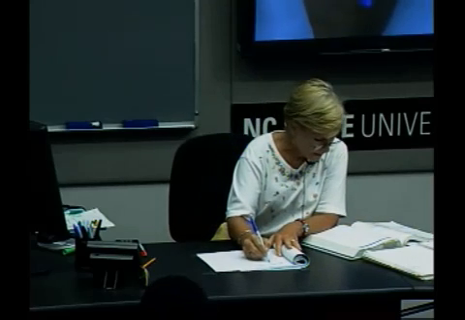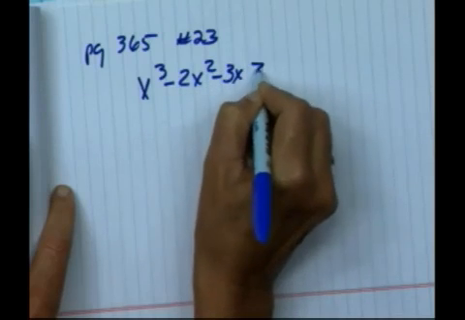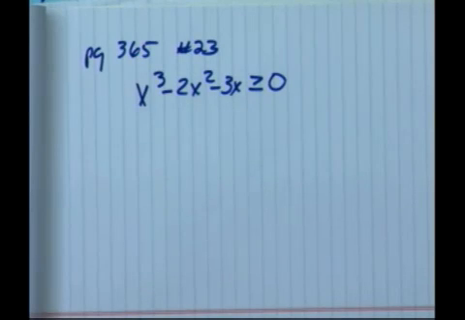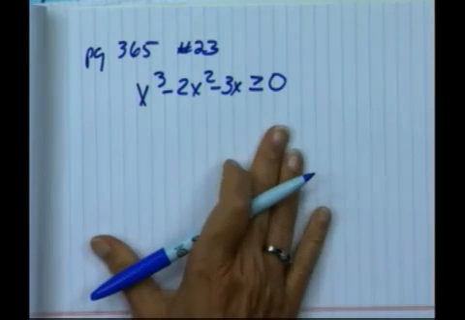Okay, so our first problem is number 23. And we have x cubed minus 2x squared minus 3x is greater than or equal to 0. And we're just looking for all the values of x that we can substitute in here that makes this inequality greater than or equal to 0.